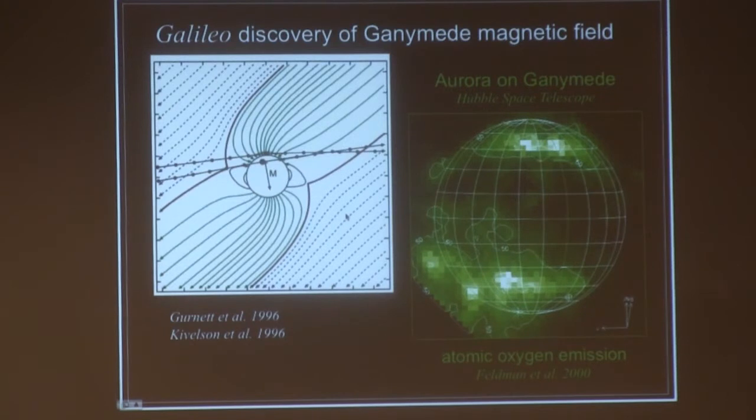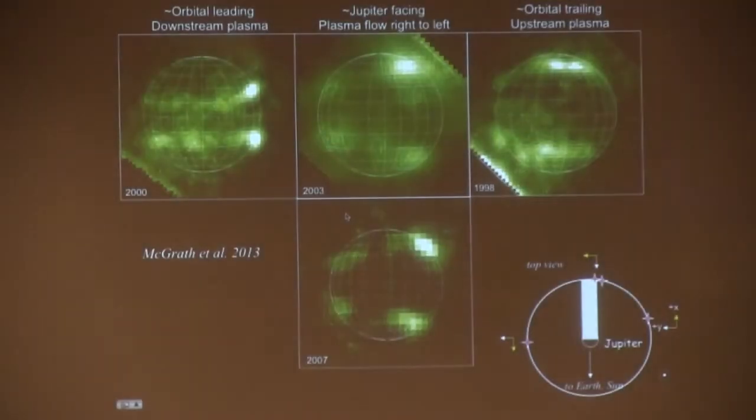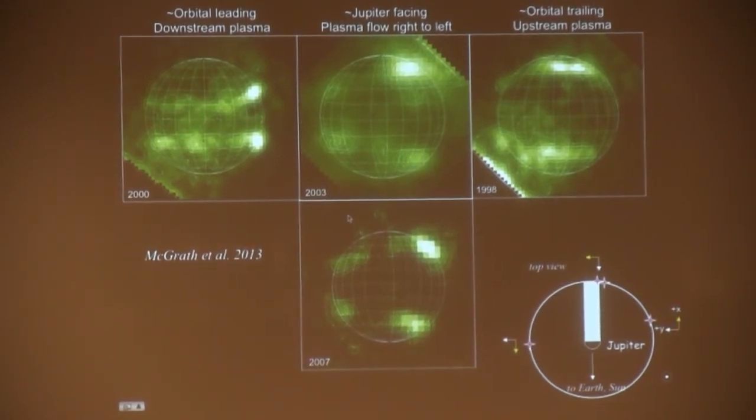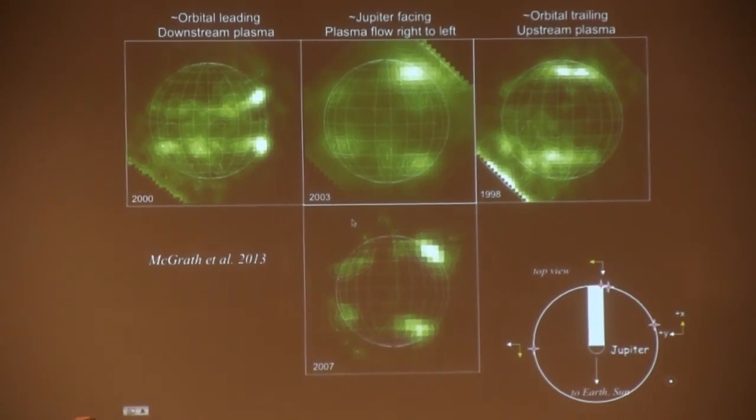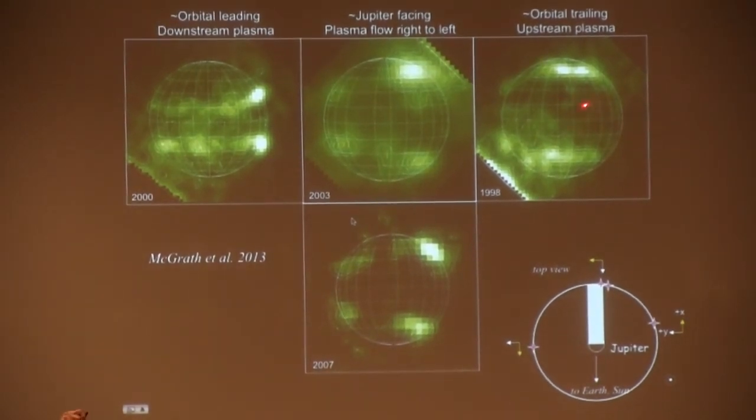But the exciting thing that's happened recently is several years of observations. If you put them together, you have different views of Ganymede, so this is the geometry of the observations. Here we see the upstream hemisphere as Ganymede orbits around and comes close to being eclipsed by Jupiter. We see the Jupiter-facing hemisphere, and then on the other side of Jupiter, seen from Earth, we see the leading hemisphere, the downstream plasma hemisphere.